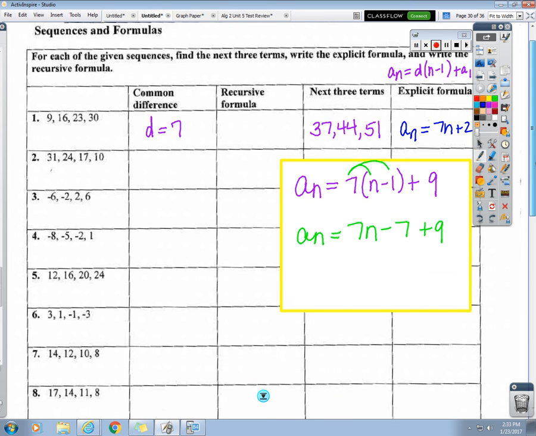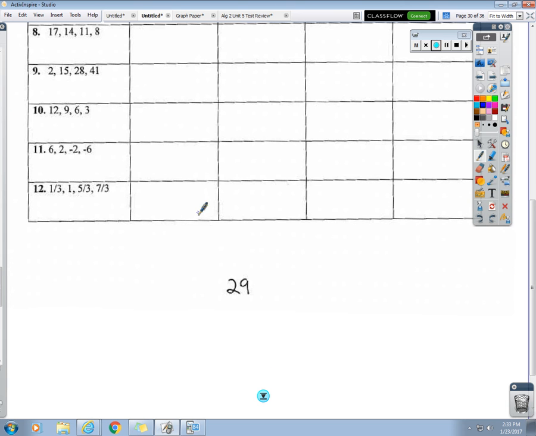12? Okay, let's look at number 12. Alright, the hardest part probably for number 12 was figuring out what the common difference is. Once you know the common difference, the rest should be as easy as it was for number 1.